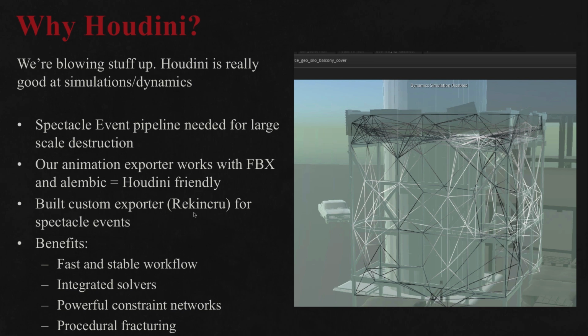We needed a spectacle event pipeline, and so we built Houdini into that pipeline. Our animation exporter, based on our character pipeline, which we built from the ground up, worked with FBX and Alembic, so that made Houdini a great choice right out of the gate. We built a custom exporter for our spectacle events that we call Wreck and Crew, and that can ingest Houdini data very readily and get it into game very quickly and easily.